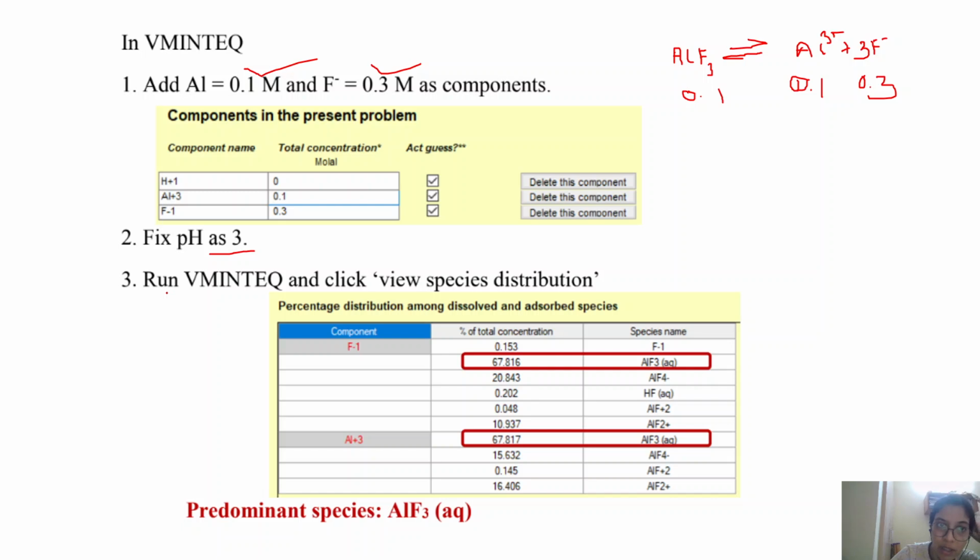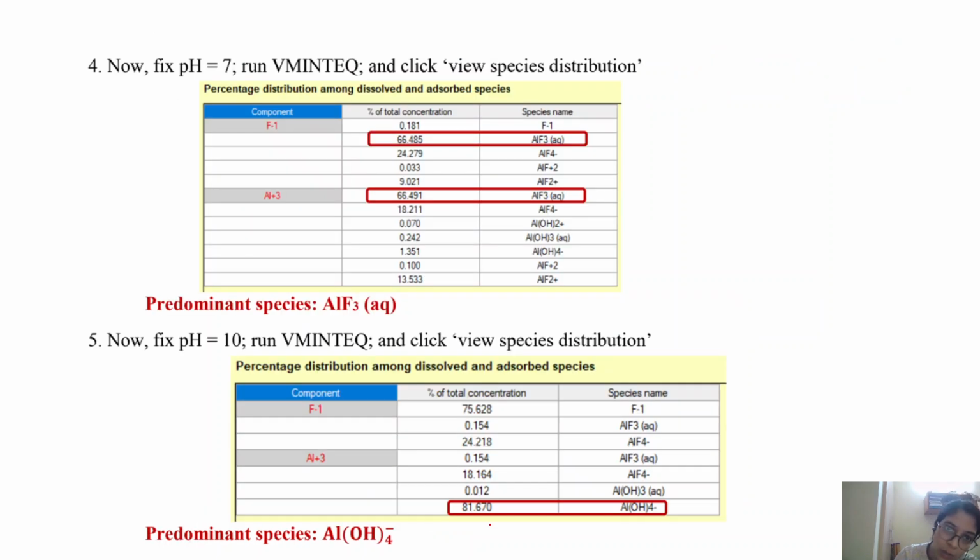Now we will run Visual MINTEQ and click on species distribution. What we can see is 67% is AlF3. So at pH 3, AlF3 is the dominant species. Going to the next pH, we will fix the pH as 7, and what we see is AlF3 is the dominant species at pH 7 also.